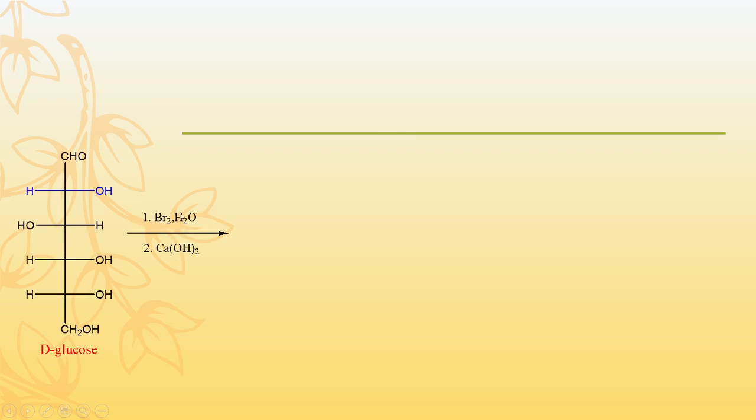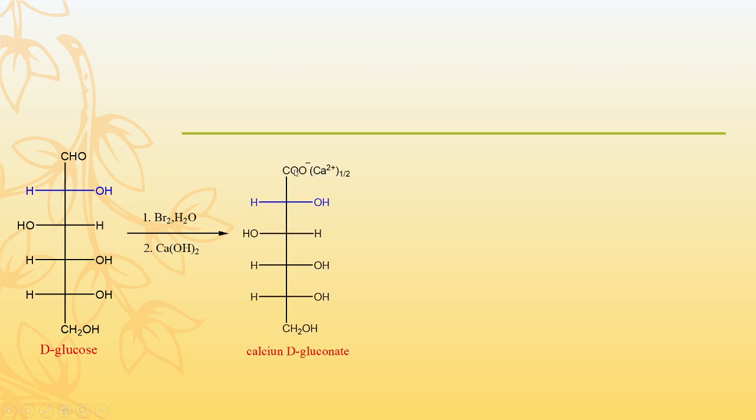See the reaction. Initially we have D-glucose. In the first step, this reacts with a mild oxidizing reagent, that is Br2 in the presence of H2O, bromine water. There is an oxidation of this aldehyde to an acid group. That means this CHO is converted into COOH in the first step. In the next step, calcium hydroxide reacts with this acid, and it gives the calcium salt of this D-glucose, that is calcium D-gluconate. Okay, in the second step, we got the product, calcium D-gluconate.